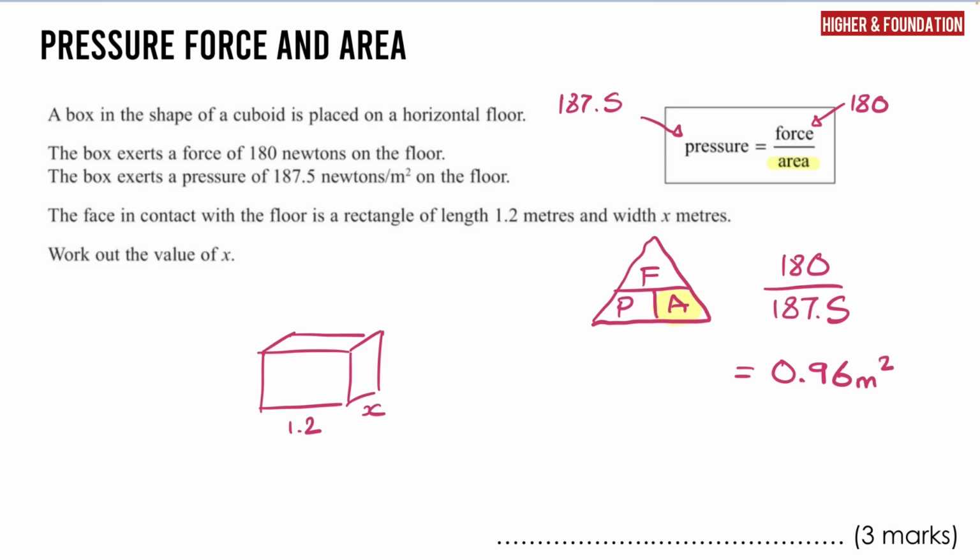You don't necessarily need the units at this point. We just need to know that that is the area of the base of this shape. So 0.96, and the length is 1.2. Now that means it's 1.2 multiplied by the width, which is equal to 0.96. Of course, you could just write that as 1.2x. Now to solve that, we would just need to divide by 1.2, and we would have our length of x, which is 0.96 divided by 1.2, and that comes out as 0.8. So there we go, the value of x is 0.8, that's the width of the rectangular base.